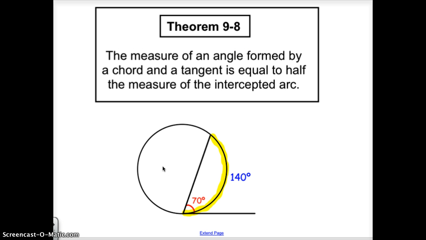One of the other theorems involved with this is when we have a tangent involved, and the angle created by a chord and a tangent is equal to half of the intercepted arc. The arc is just formed by the chord, and the tangent and the chord meet at the vertex at the point of tangency. So the measure of the angle formed by a chord and the tangent is equal to half the measure of the intercepted arc. If the arc is 140, the angle created by the tangent and the chord is 70.